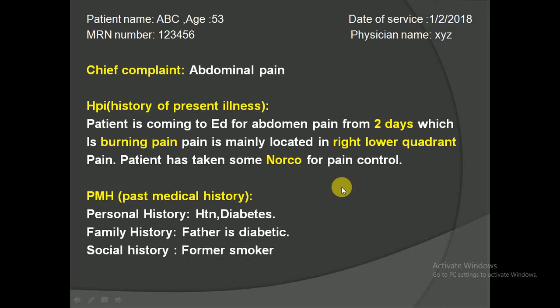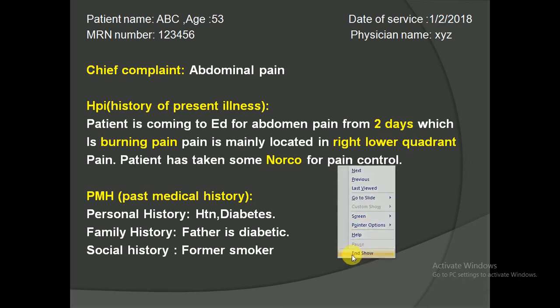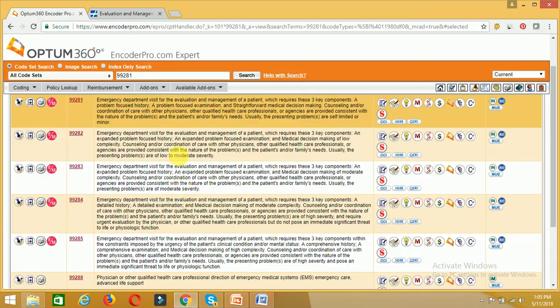Hi. Yesterday we have seen how to give the ICDs for a life scenario. Today I will explain how to give the ENM level and any workup done and modifier. Firstly, we need to check the elements of HPI, PMH, physical examination, and how to give the medical decision making part. So we will go to encoder pro firstly.